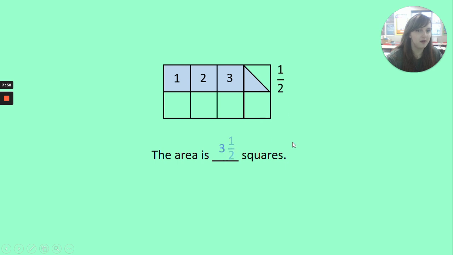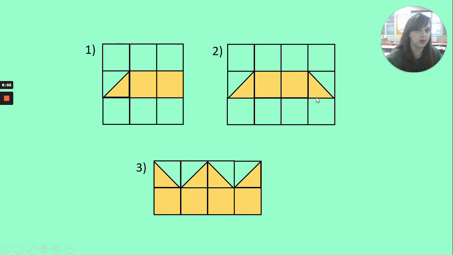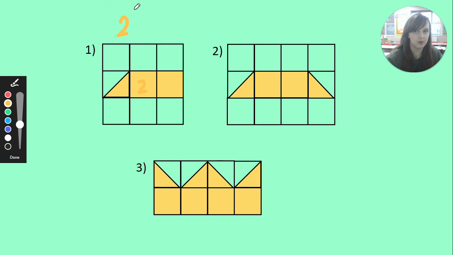If we look at these shapes, we've got some more half squares here. The first one here, we've got 2 full squares and 1 half square. So the area of this shape would be 2 and a half. In this shape, we've got 2 full squares and we have 2 halves. What happens when we put 2 halves together? We get 1 whole. So we've got 2 full squares and 2 halves, and together they make 3 squares.